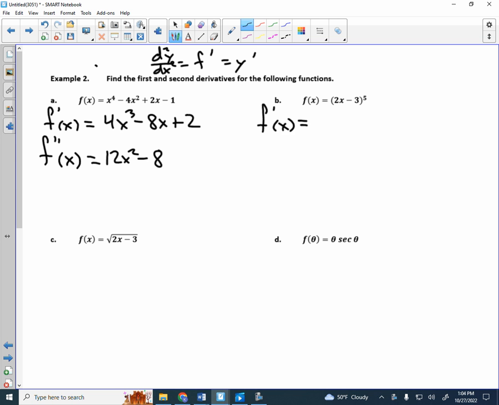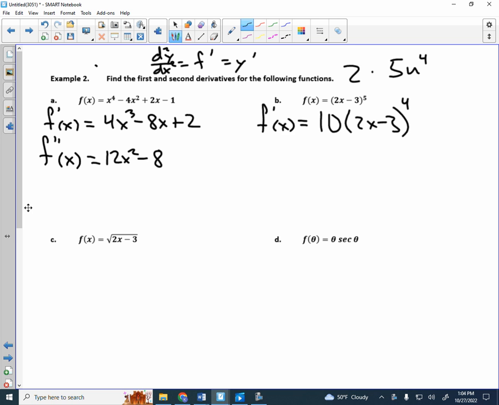What's the derivative of the inside? 2. What's the derivative of the outside? 5. If you multiply those together, you're going to get 10. So 10 times (2x minus 3) to the 4th power. If you have to set up the boxes, that's fine, but just notice how I did it: the derivative of the inside was 2, and the derivative of the outside was 5u to the 4th. I multiplied those together, and I just plugged the u back in.